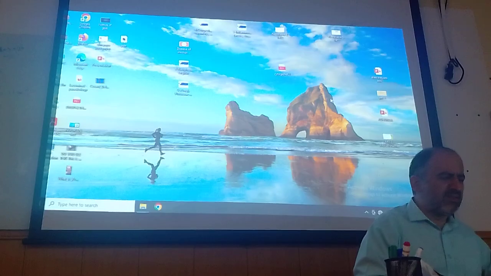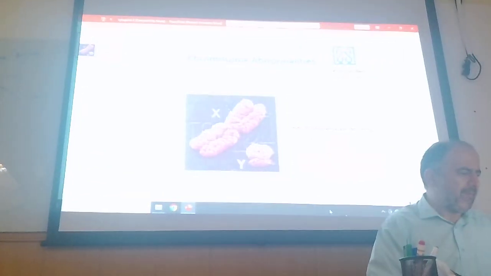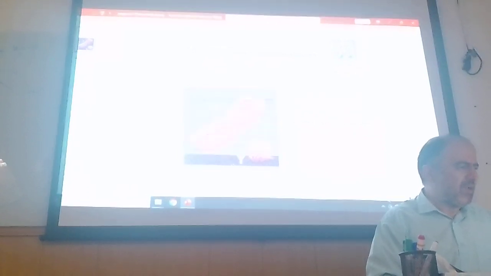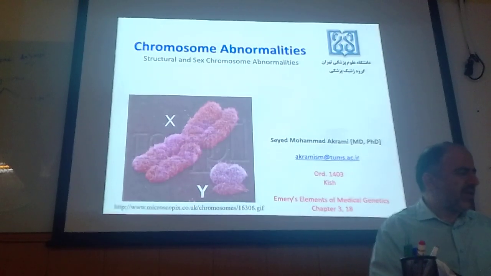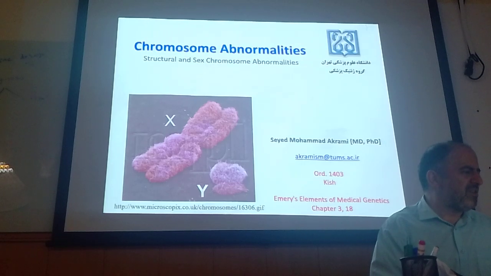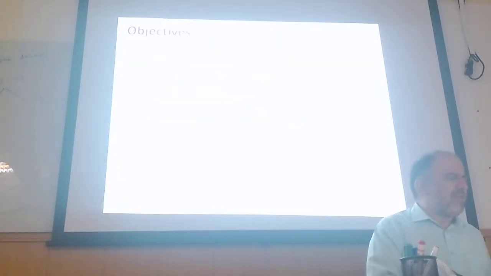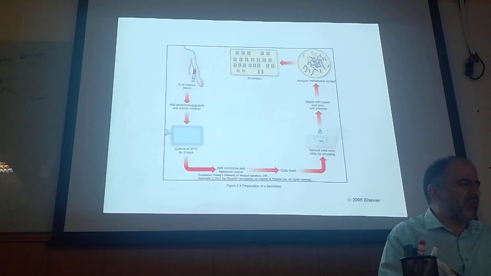Since now we are in structural abnormalities, then we go for sex chromosomal abnormality. Okay, that's the X chromosome, that's the Y chromosome. They are very interesting compared to each other. We talk about this one. First I say about the structural abnormality, then we go for the sex chromosome abnormality.